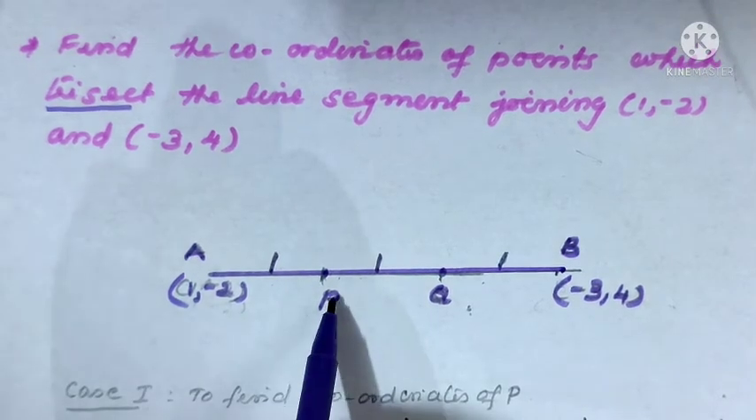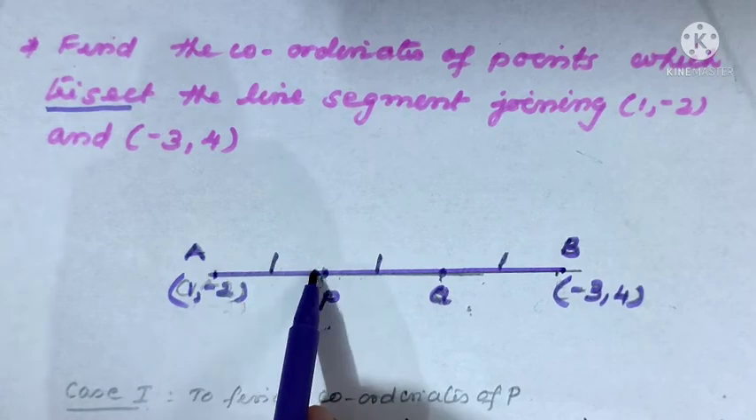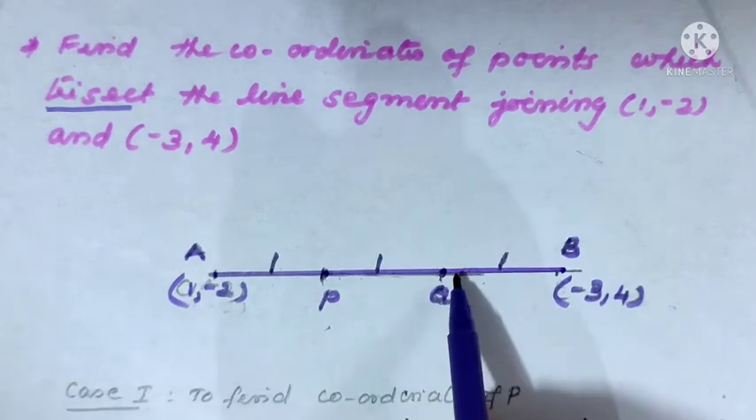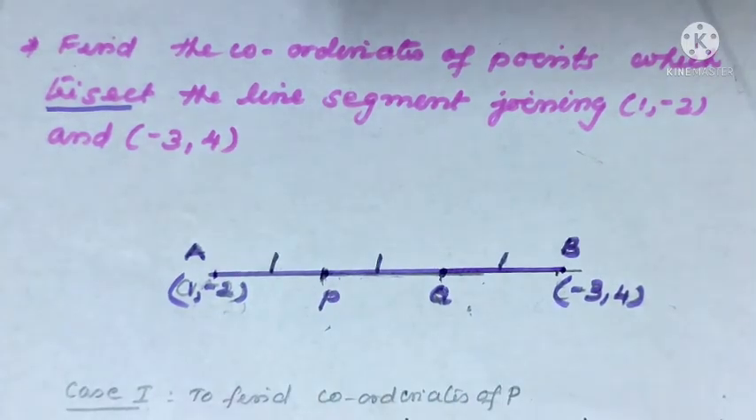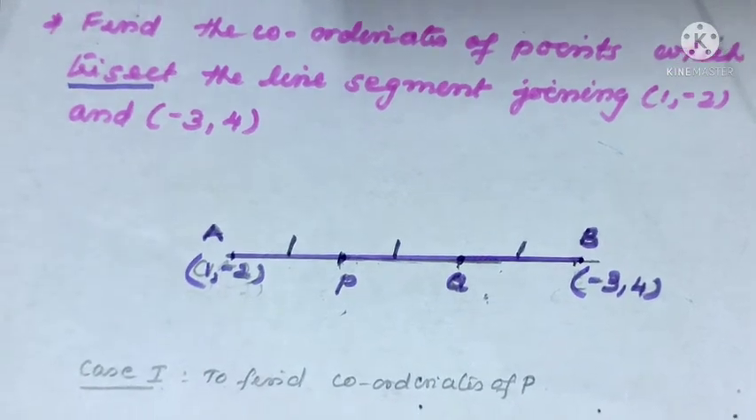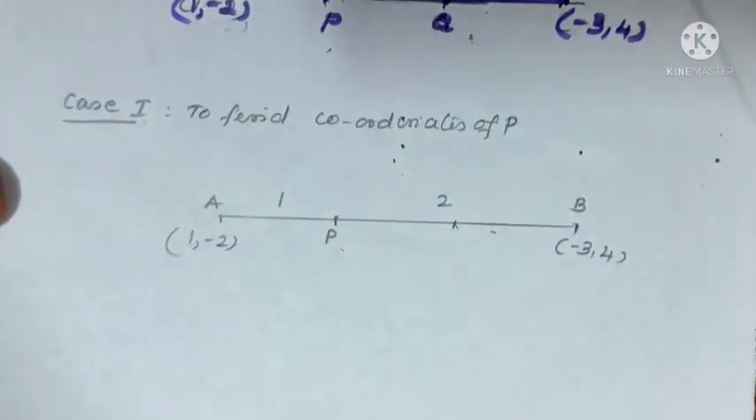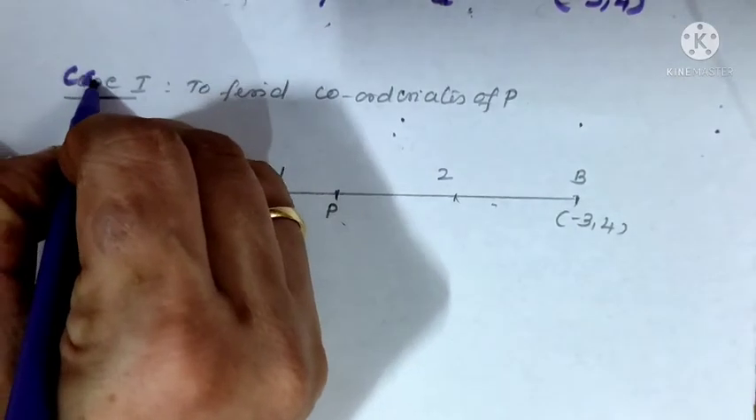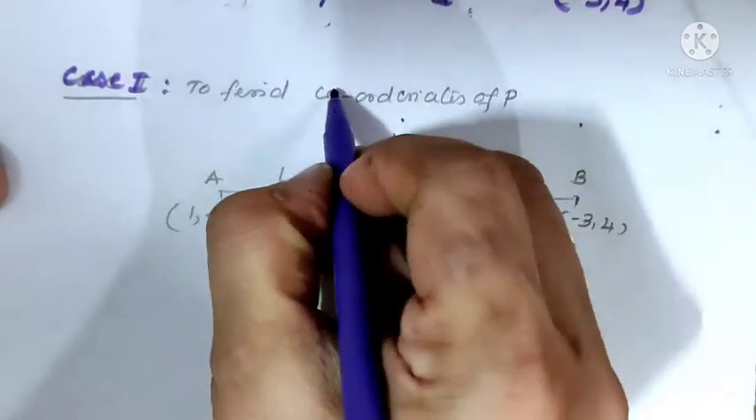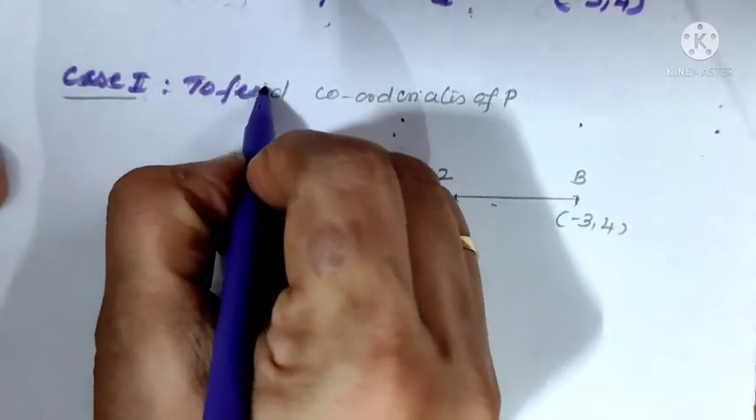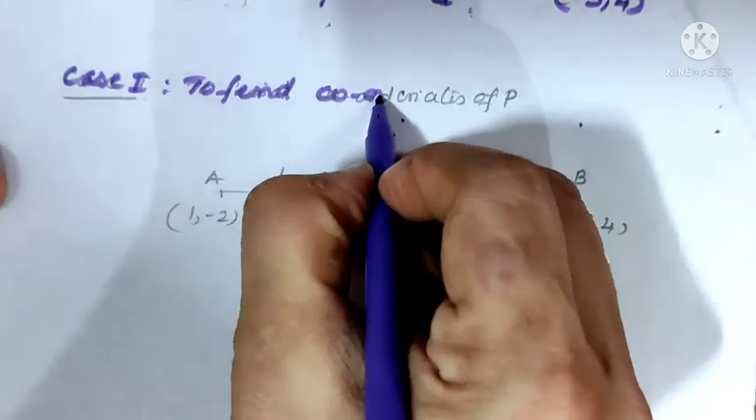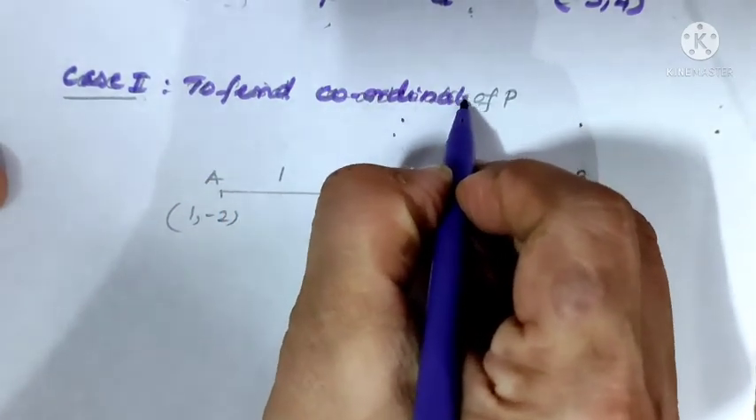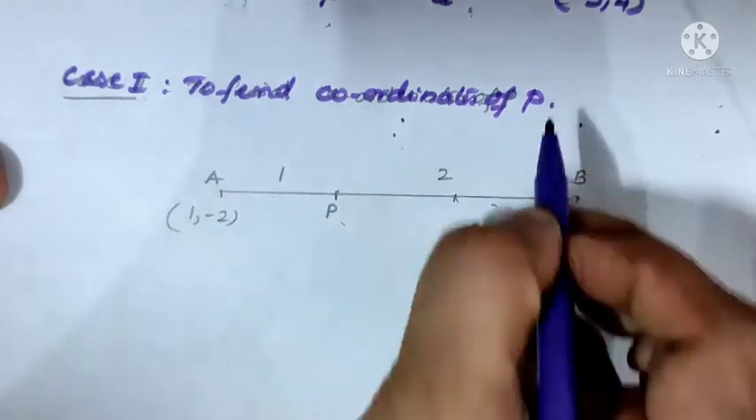Therefore, we now have P and Q. This is the first part, AP, the second part is PQ, and the third part is QB. So we got 3 equal parts, that is, the ratio is equal. Now we have to find the coordinates of P and Q respectively. So in case 1 we take the coordinate of P. Similarly, we have to find the coordinate of Q also.